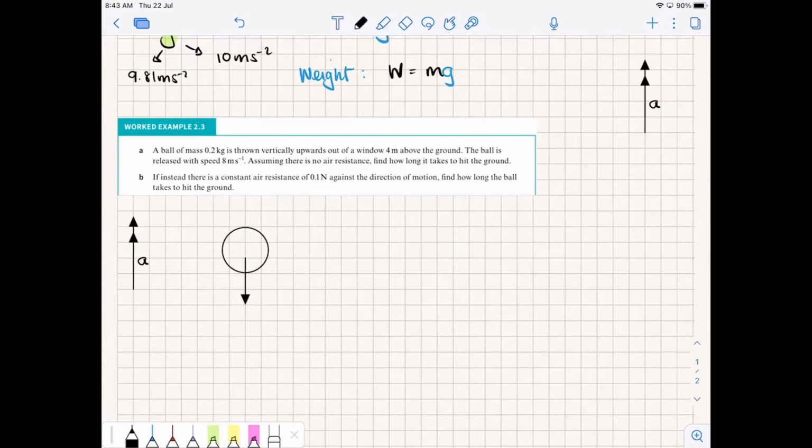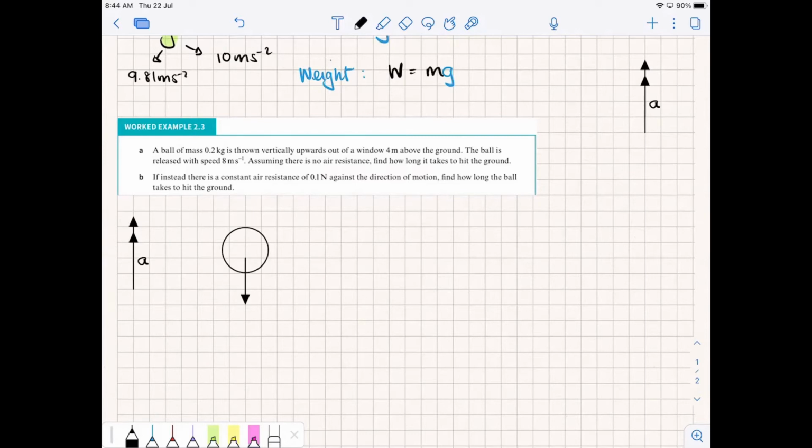Right, and Kiana, what is this downward pulling force going to be? 9.81 times 0.2. Force equals mass times acceleration, and the acceleration is 9.81 in that direction. So 9.81 times 0.2. Okay, so I want to remind you that this is going to get confusing, and I know this is going to suck for you guys.